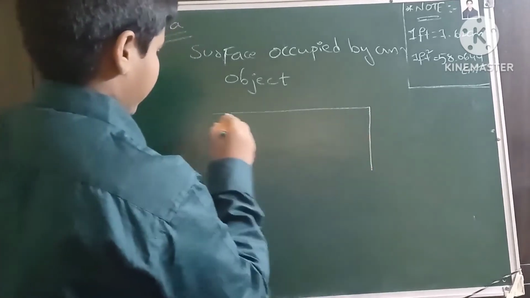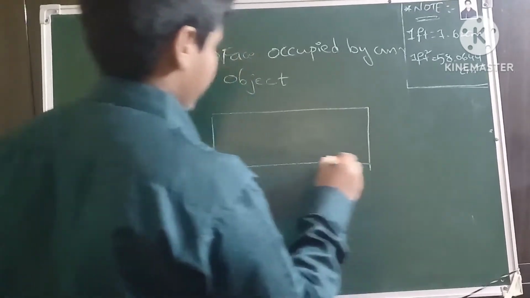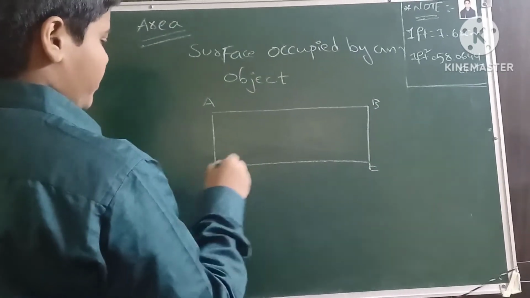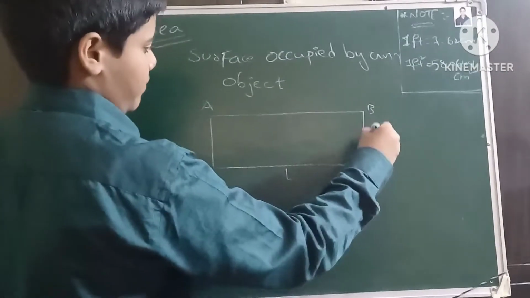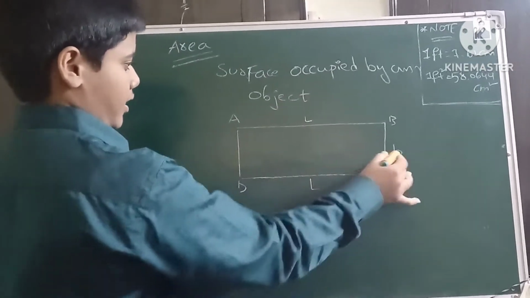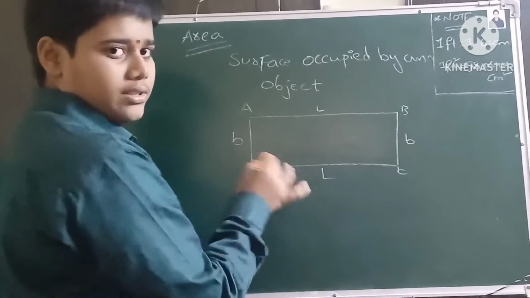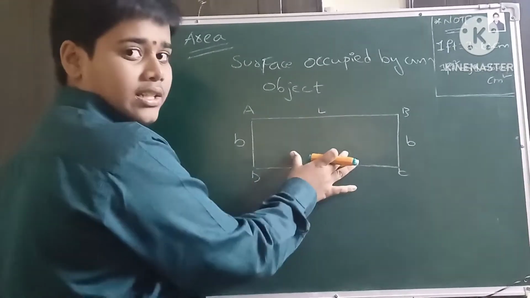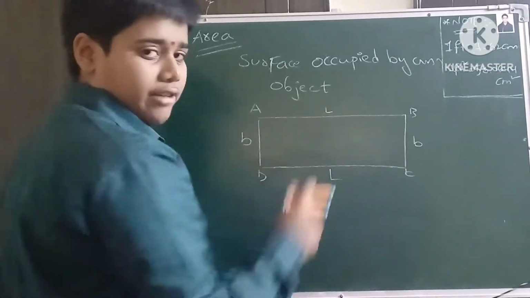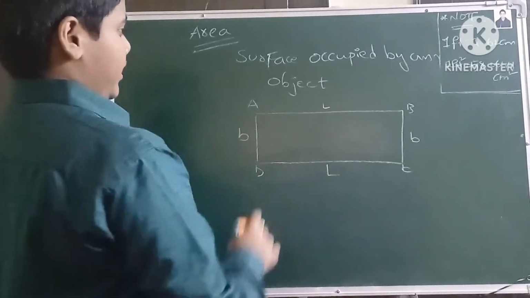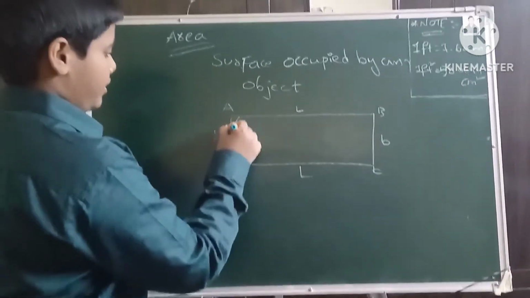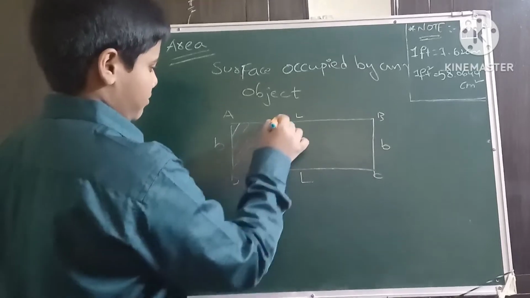For example, I take this rectangle, named ABCD. This is the length and this is the breadth. The two lengths are equal and the two breadths are equal, so the rectangle has opposite sides equal. Area is the surface occupied by an object, so this is the surface occupied by the rectangle.